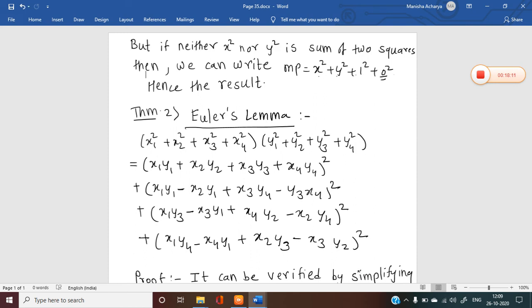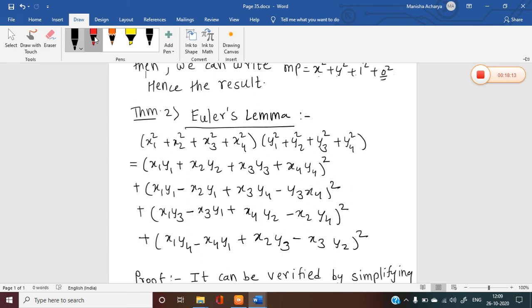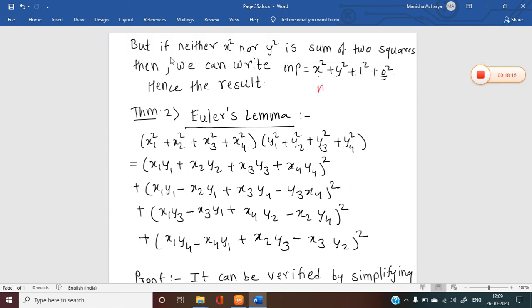So that's what I explained to you in the beginning of the theorem, that we are going to show over here that mp can be expressed as a sum of 4 squares, but not necessarily each of them would be non-zero. We consider that some of them may be equal to 0. Okay, now we have got that mp can be expressed as a sum of 4 squares, where some of them may be equal to 0.